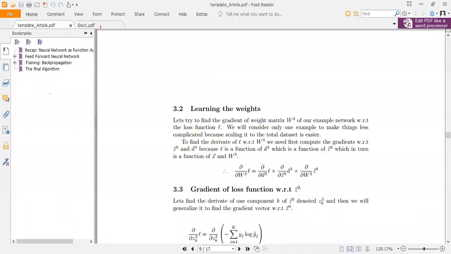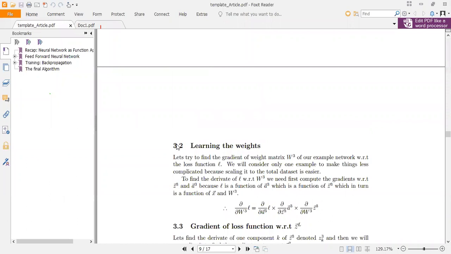Fine. So now we have this loss function. L is equal to minus summation j running from 1 to capital K. So remember, K is the number of classes, and that happens to be equal to the number of neurons in the last layer. That is equal to yk times log of ALK.